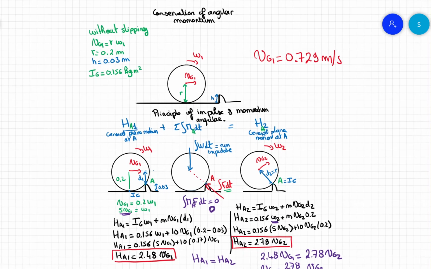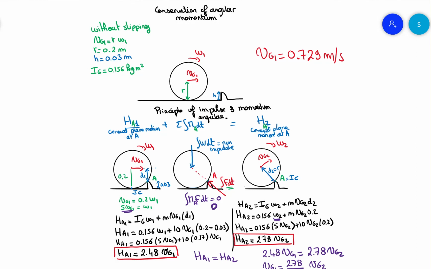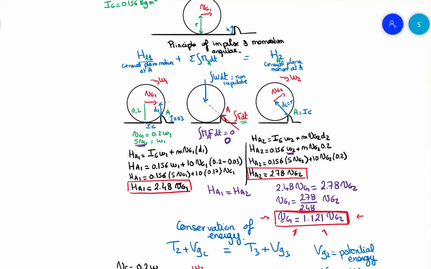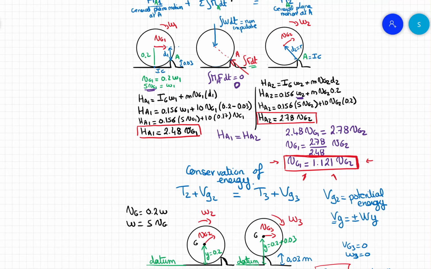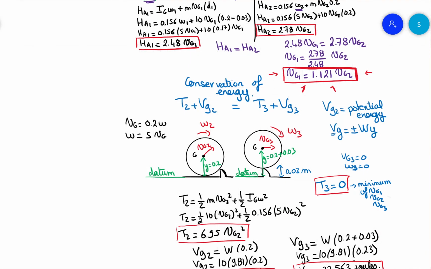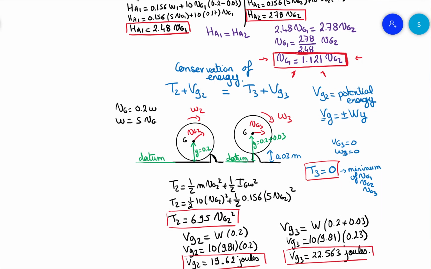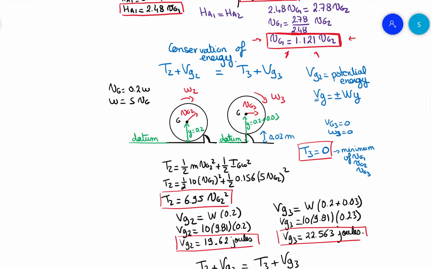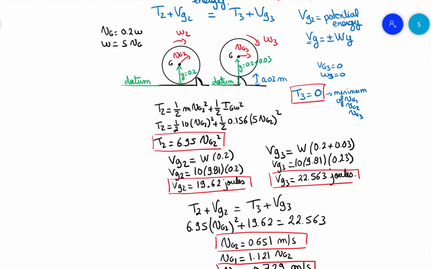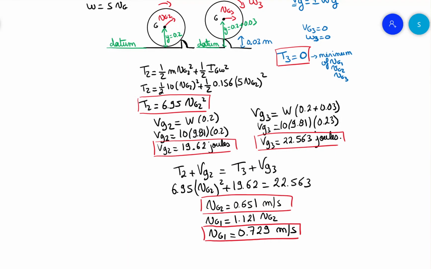So just to repeat what we did, we used the principle of impulse and momentum, but because we used the point A, we can consider that the angular impulse is 0. So it's like applying just the conservation of angular momentum. We find the relationship between Vg1 and Vg2. And after that, we apply the conservation of energy between time 2 and time 3. We got Vg2, and we go back to the formula for Vg1, and we find Vg1.